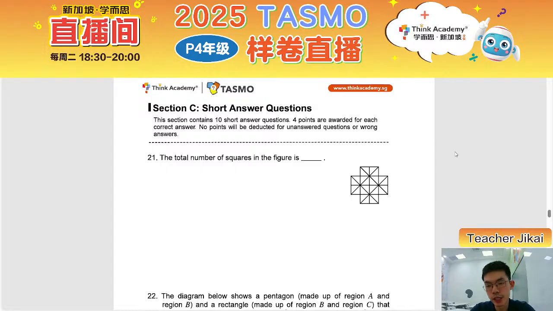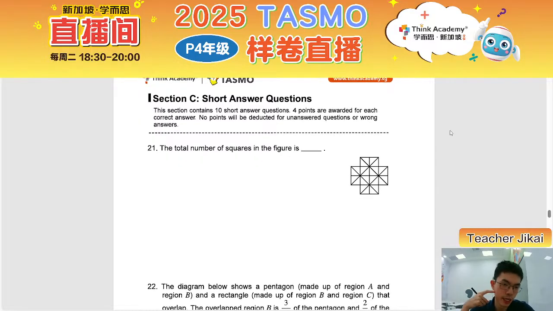So section C for this paper is not that hard. The short answer question first is about counting 2D shapes. So we have different ways, right? We have the adding line method or counting by categories. But in this question, counting by categories is the easiest way. So we just count by categories, right?